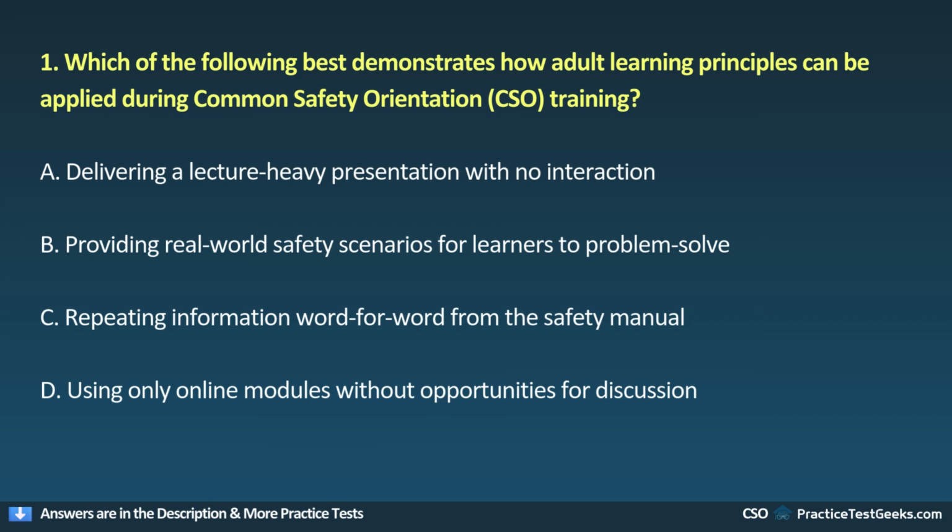1. Which of the following best demonstrates how adult learning principles can be applied during common safety orientation, CSO training? A. Delivering a lecture-heavy presentation with no interaction. B. Providing real-world safety scenarios for learners to problem solve. C. Repeating information word for word from the safety manual. D. Using only online modules without opportunities for discussion.